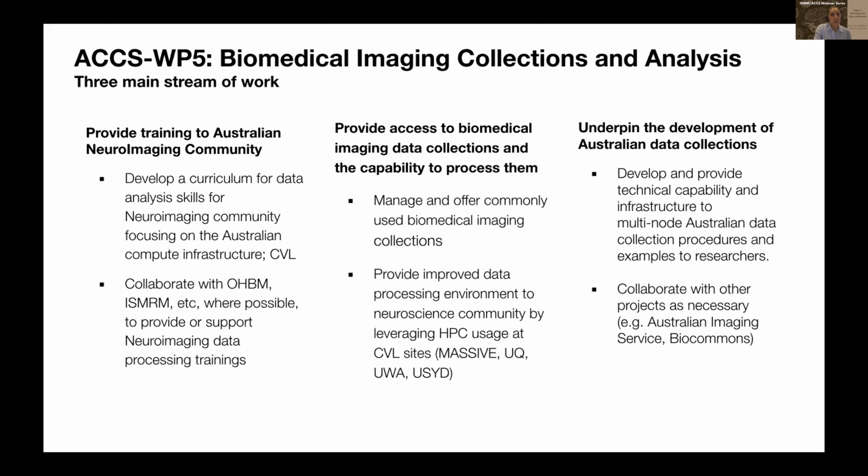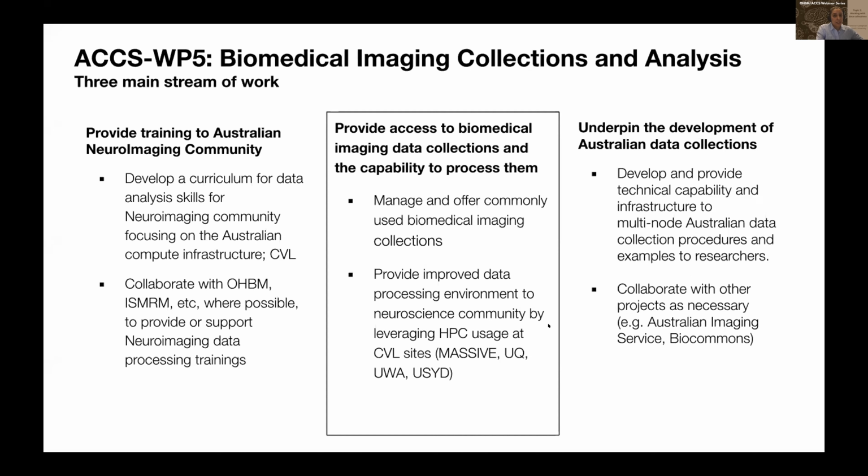And the second stream of work is to provide access to biomedical imaging data collections and the capabilities to process them. And the third stream of work for us is to provide infrastructure to multi-node Australian data collections across Australia. The third stream is collaboration we have where possible with other projects, like, for example, Australian Imaging Service or Biocommons.